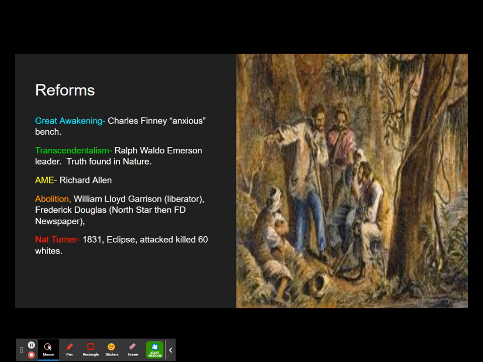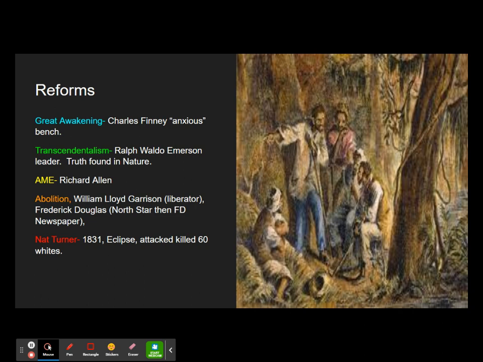Then you have the African American Methodist Episcopal Church, founded by Richard Allen. He is a black man. The AME Church was a black church. Other reformers, you have the abolition, which if you're an abolitionist, you're against slavery. This white man was a radical abolitionist named William Lloyd Garrison. He had a newspaper called The Liberator, where he said slaves should be free without any payment to the owners.